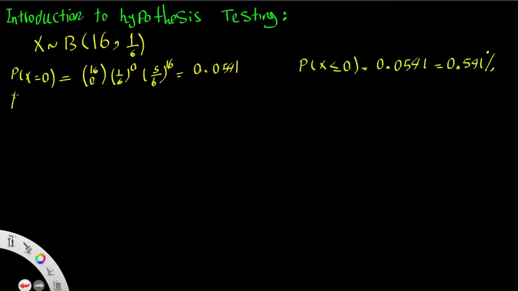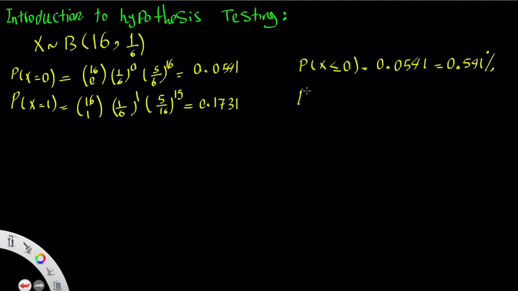Now the probability of x equal to 1 is combination of 16, 1, times 1 over 6 to the power of 1, times 5 over 6 to the power of 15, which is equal to 0.1731. So the probability of x less than or equal to 1 means the probability of x equal to 0, or the probability of x equal to 1, which is equal to 0.2272, which is 22.7%, correct to 3 significant figures.